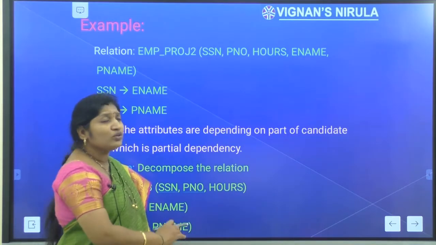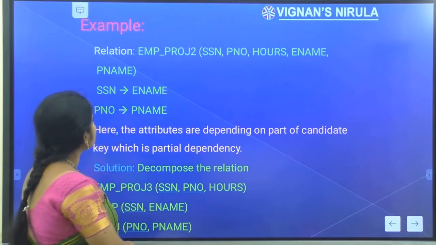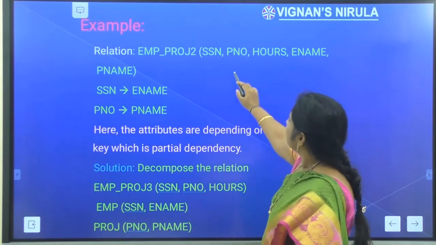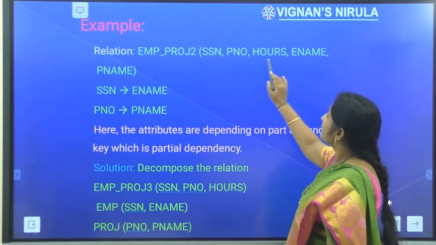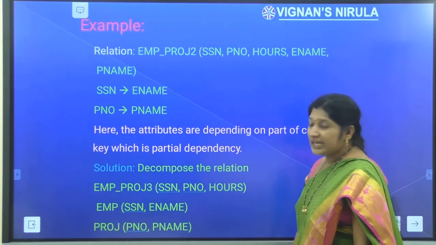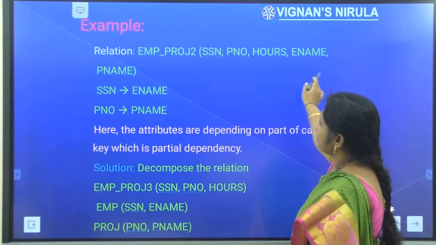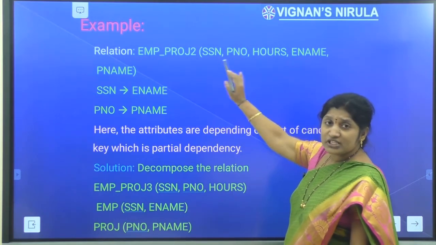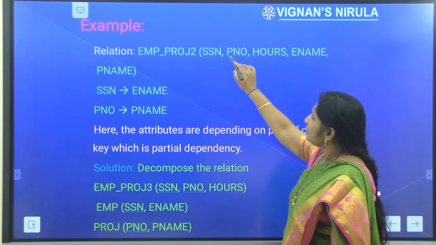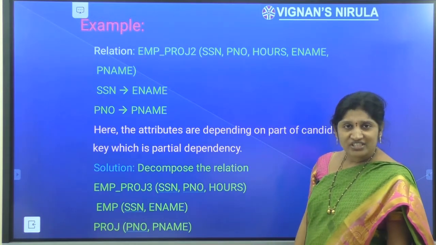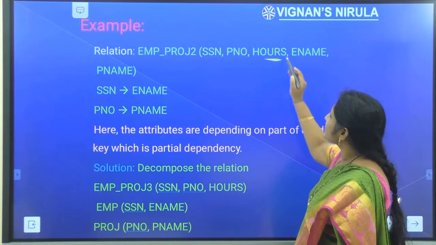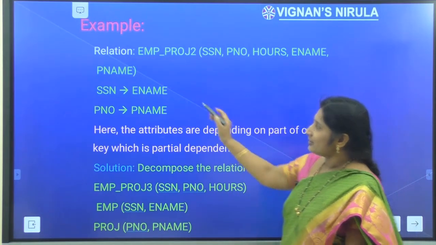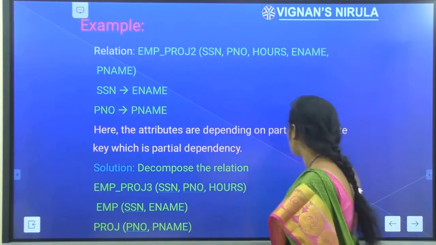So we'll see how to make the table into 2NF. Consider the employee project relation. Here we have SSN, project number, hours, E-name and P-name as attributes. In the employee project table, we have the social security number of the employee, the project number on which he is working, the number of hours he is working on the project, the name of the employee, and the project name.